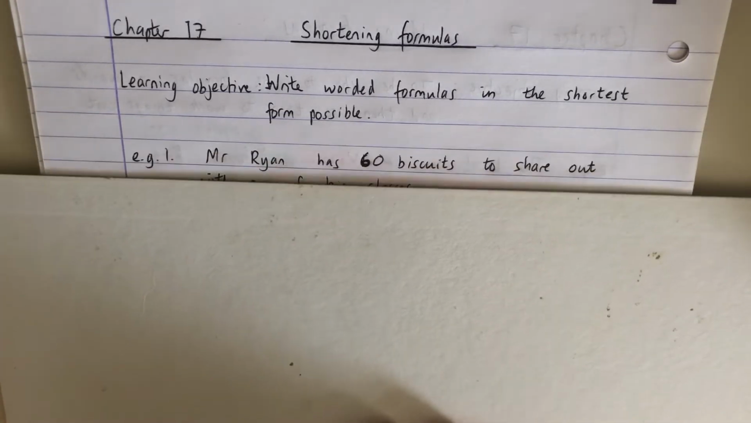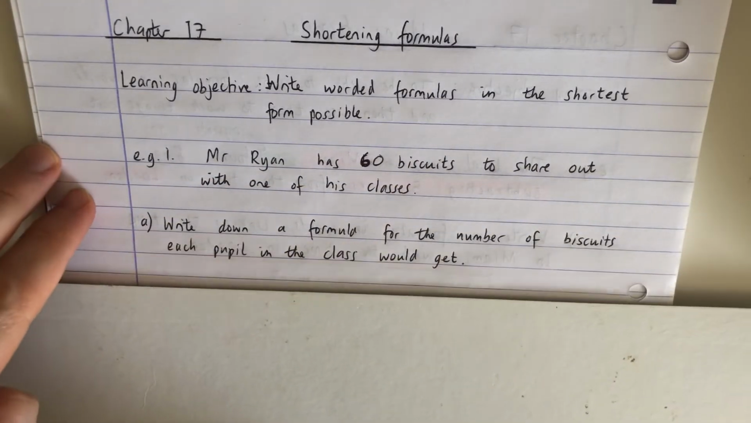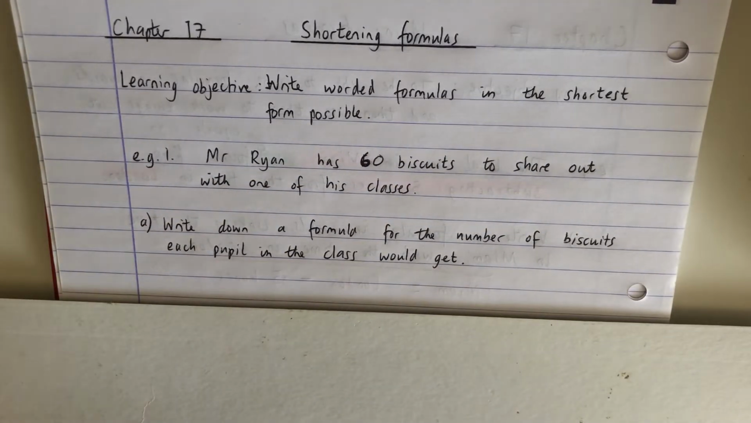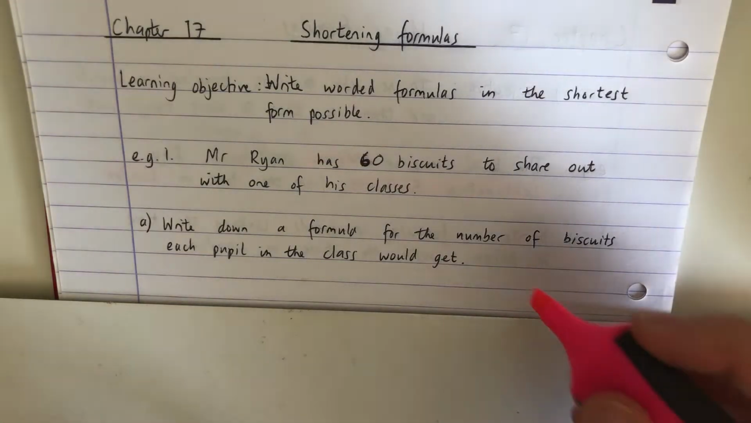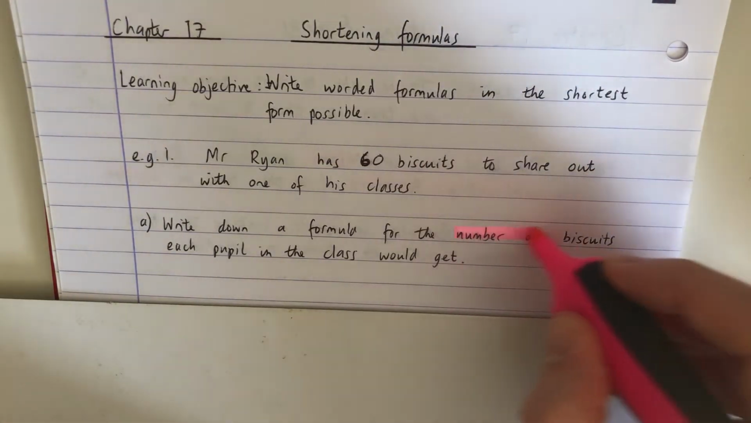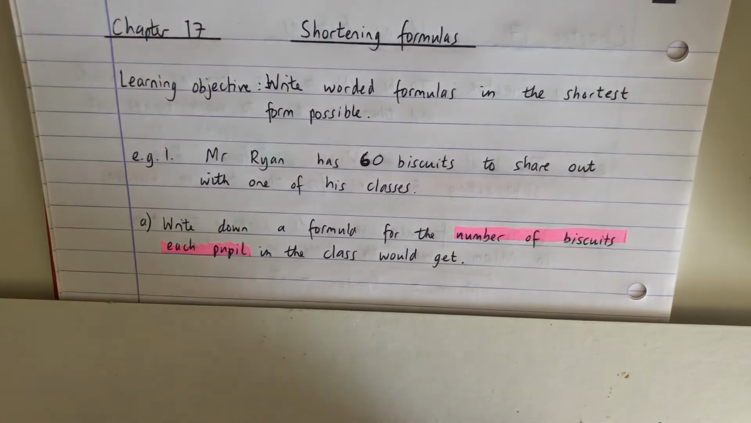So, first up, we have Mr Ryan has 60 biscuits to share out with one of his classes. We're going to have to write down a formula for the number of biscuits each pupil in the class would get. So this is where you have to write it out in words first. So we want to have the number of biscuits each pupil would get.